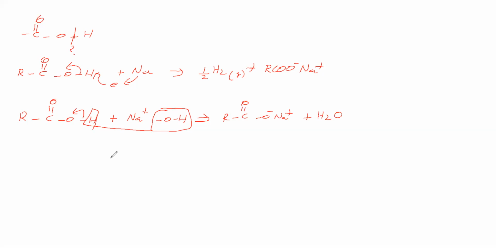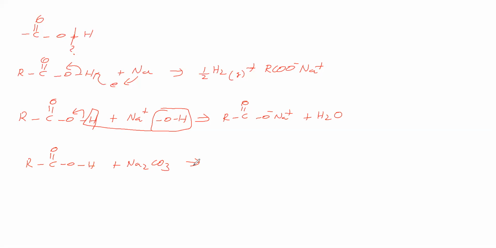Then carboxylic acid with sodium carbonate. What is the reaction? We'll see. Now, when acid is added into carbonate, carbon dioxide gas will be released. Sodium carbonate will give carbon dioxide gas in the presence of acid.